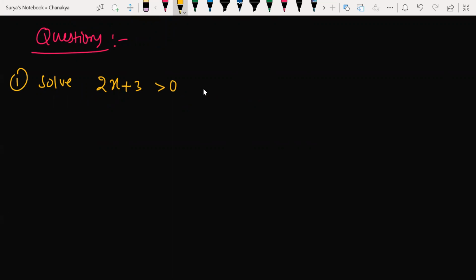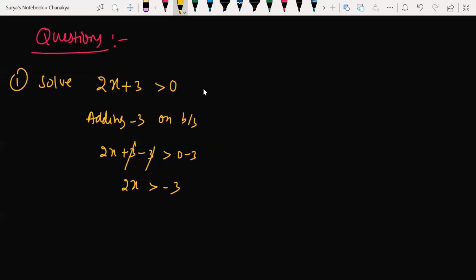So what can I do now? I need to find the value of x. We need to solve for x. For solving x, what do I have to do? Adding -3 on both sides. I'll tell you why we need to add. You will understand very soon. Look at this. I'm adding minus 3 on both sides. What happens? Minus 3 plus 3 gets cancelled. 2x greater than minus 3, beta.